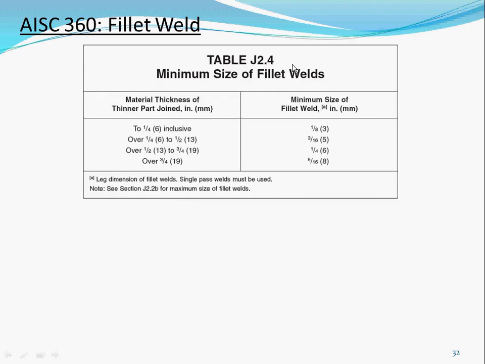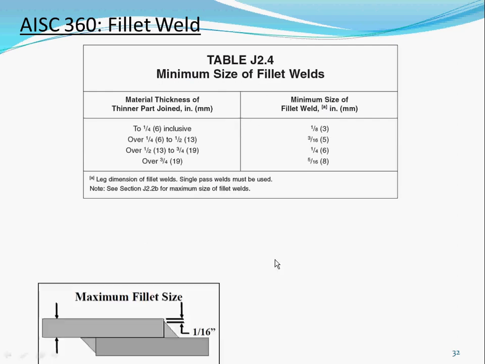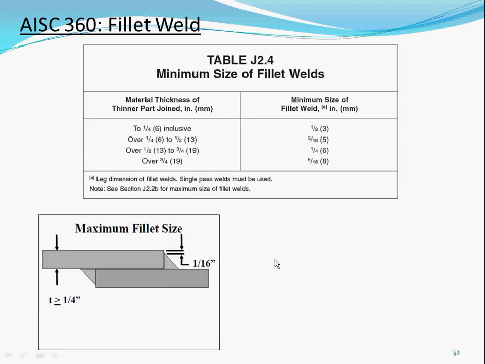Again, similar to the PJP weld, for fillet welds you have a minimum size, and the numbers are very similar. For 1/2 inch thick material, the minimum without calculation is a 1/4 inch fillet. But 1/4 inch will not meet the strength requirements. There's also a maximum size fillet weld.